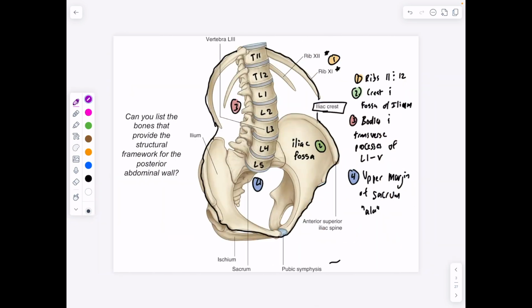Can you list the bones that provide the structural framework for the posterior abdominal wall? Well, it's pretty straightforward. These are the bones. We have rib 11 and rib 12. Then we have the crest of the ilium as well as the iliac fossa right here. And you can kind of trace out the boundaries of the framework.